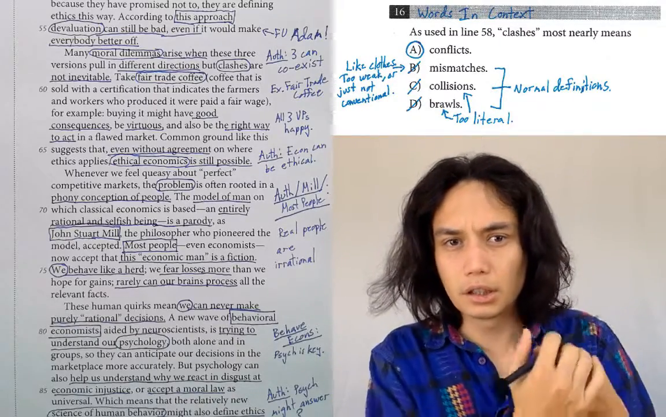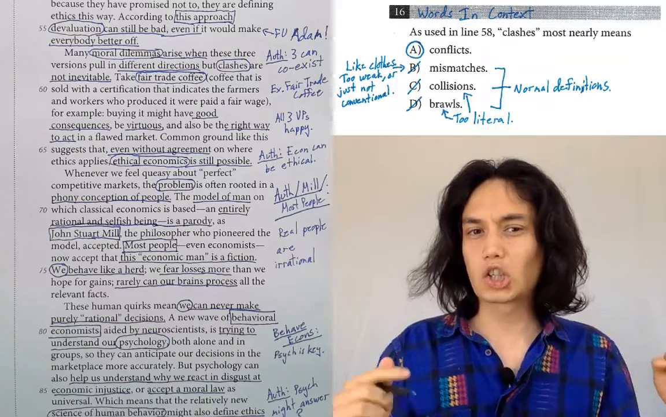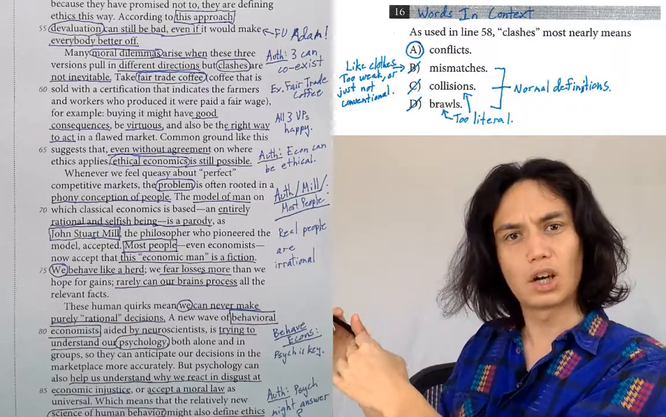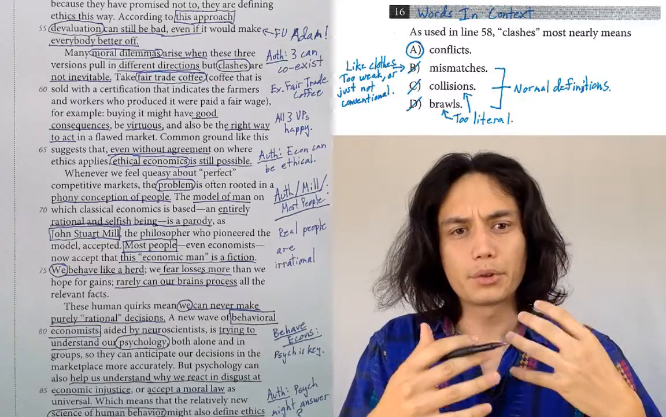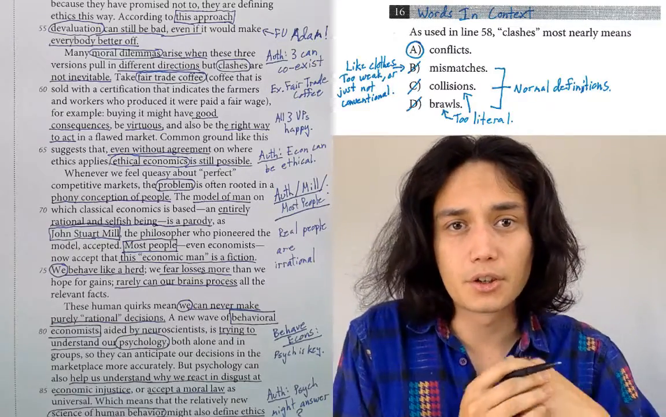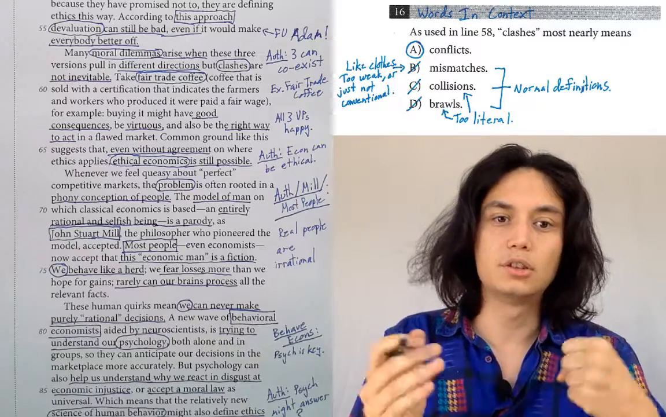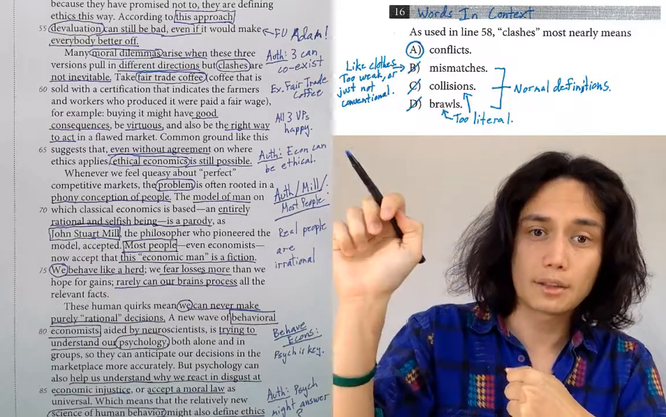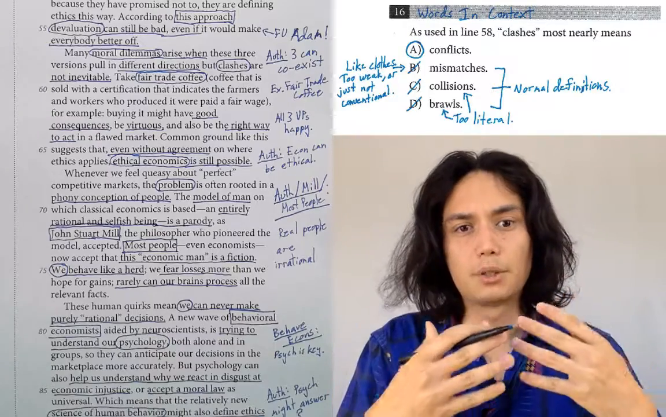Collisions is also a very literal word, right? There's like a car crash, or a boat that crashes right into the harbor, you know? Both of these words are physical. They are used to describe physical clashes. This is not a physical clash. In the passage, we're talking about a clash between two ideas.